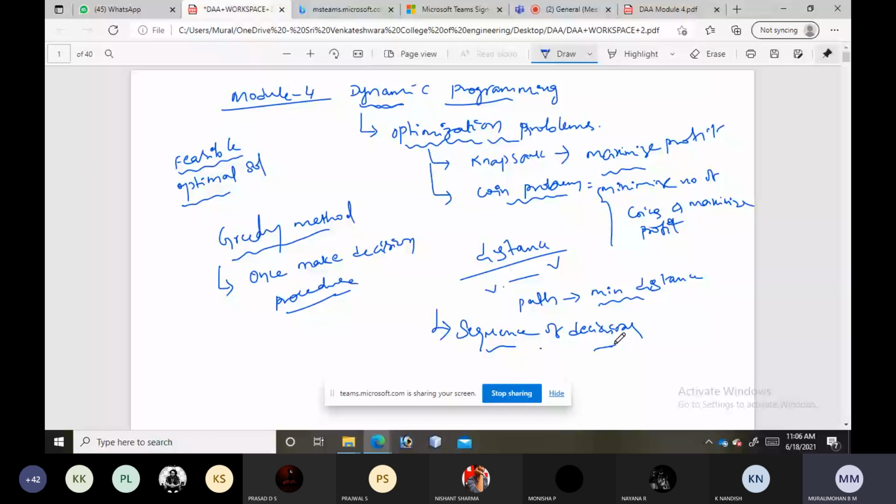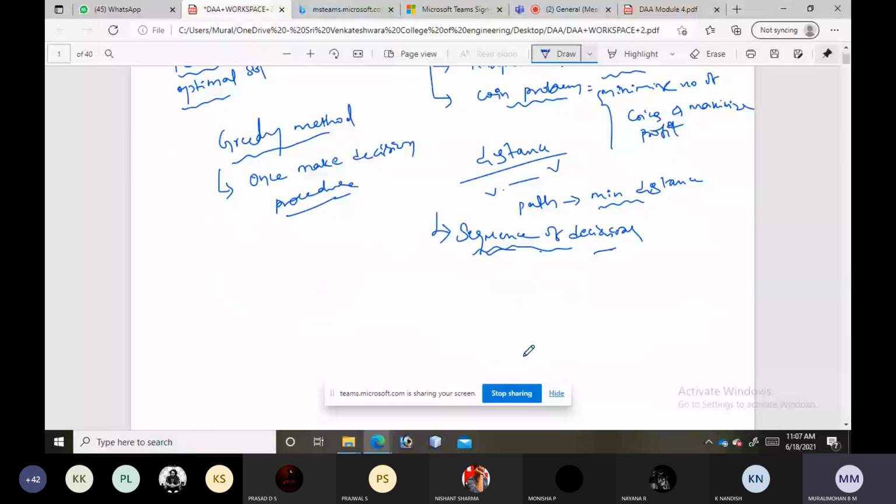Again, this also follows the same idea: it divides or breaks the complex problem. In this approach also, the complex problem is broken into smaller, simpler subproblems. Then it finds the optimal solutions for these simpler subproblems.